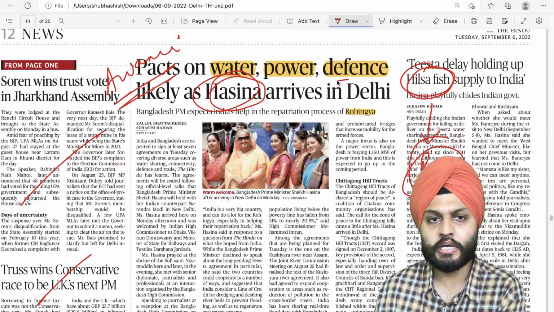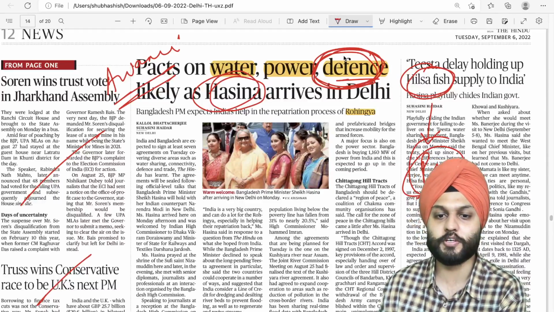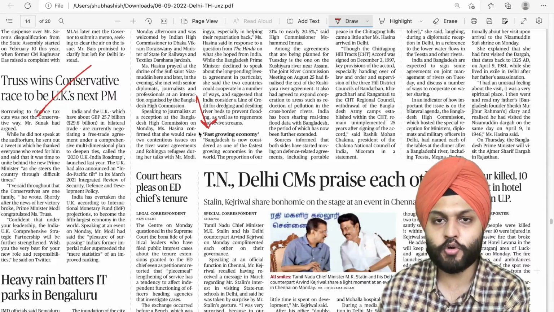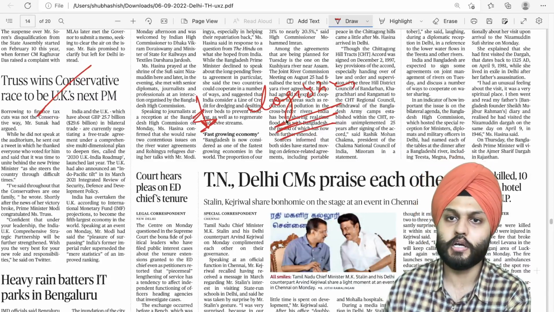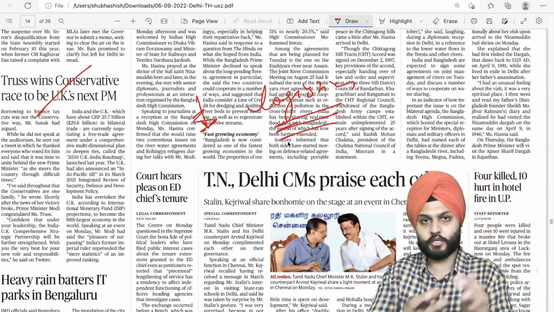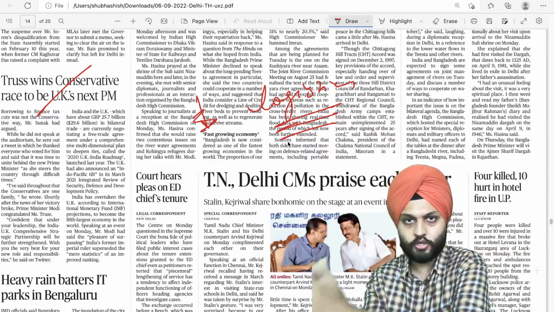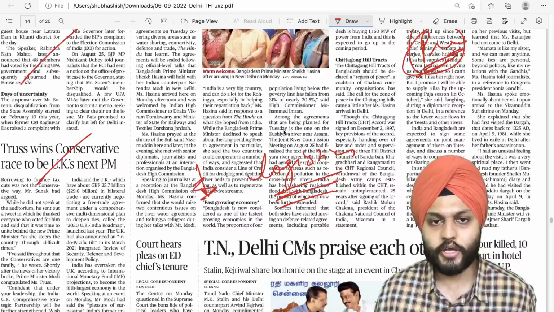Supply of electricity. Defense. What is this defense? Why India and Bangladesh in defense this thing? So basically when we look at defense, it is basically looking at logistics, right? They're looking at logistics over here. Logistics for moving the soldiers from, obviously from India to the northeastern side of India. Basically that's the logic.